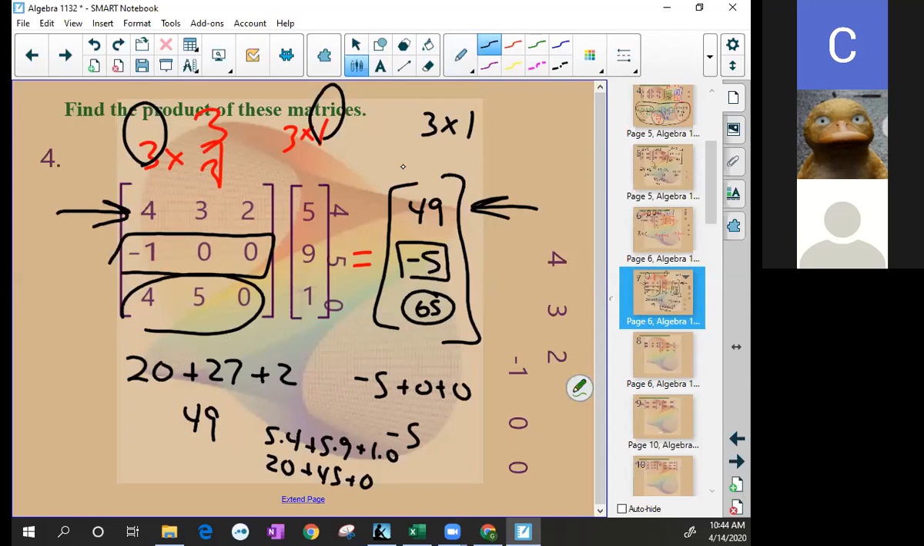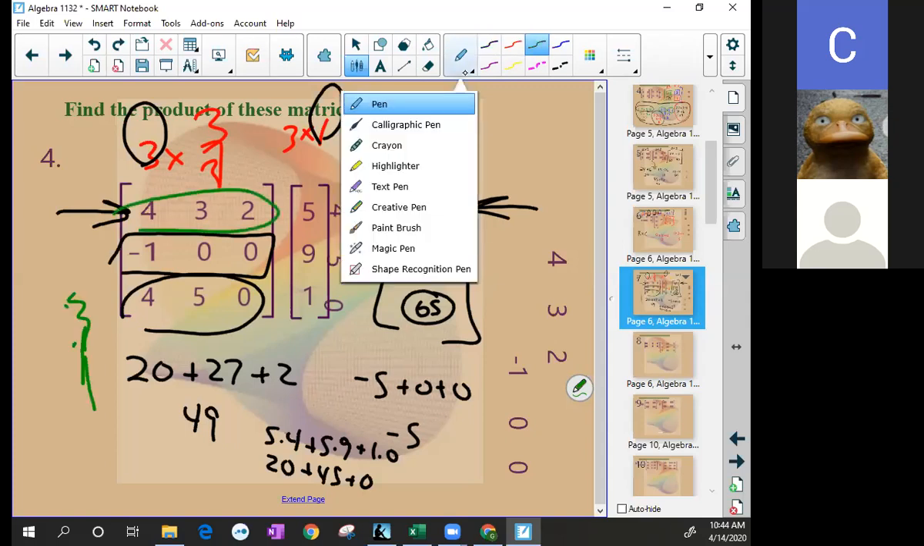Yes, Ethan said rows are horizontal. Well, now my board's frozen up entirely. Not writing. Rows are horizontal. There we go. Now it's catching up. Rows are horizontal. Columns are vertical. And when you're looking at the size of a matrix, you list it row by column. Rows is listed first, the number of rows. The number of columns is listed second.